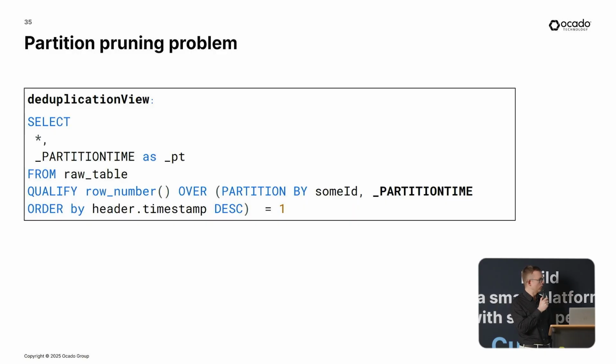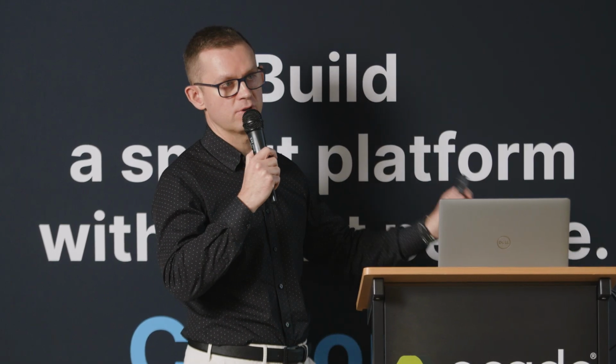We are using row number analytical functions to order the data, to find a row number for each group, partitioned by some deduplication key. In most cases, this is the primary key of your data. And we expose the partition time column. This is the column that we use for partitioning, PT. So the end user can decide which partition of the data they want to scan, like this. And it works perfectly fine.